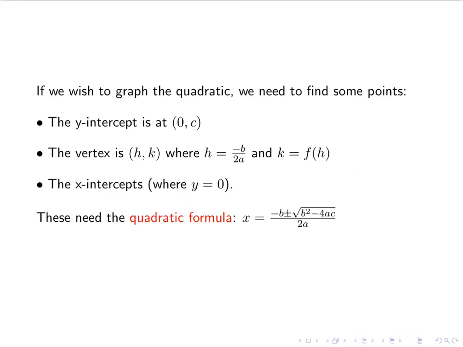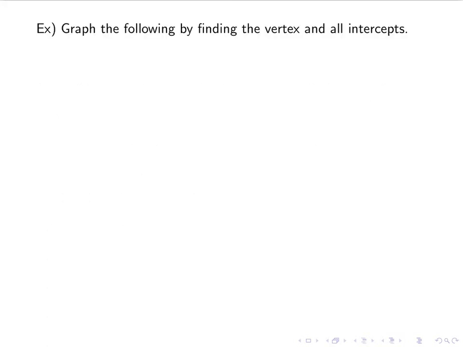And then the x-intercepts. Remember, the x-intercepts are where y is 0, and in order to find that, we're going to need the quadratic formula. So x equals negative b plus or minus the square root of b squared minus 4ac, all over 2a. So we'll practice using them all. Once we have these points, in theory, that would be enough to draw the parabola. Sometimes, however, these points are the same, and we're going to need more points in order to actually draw it out. So we'll see examples of both of those situations.